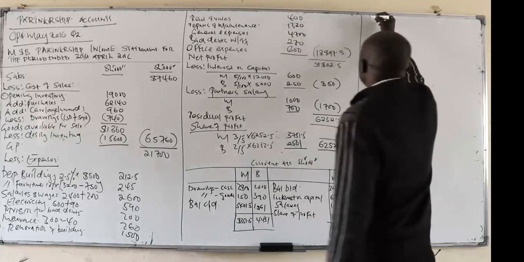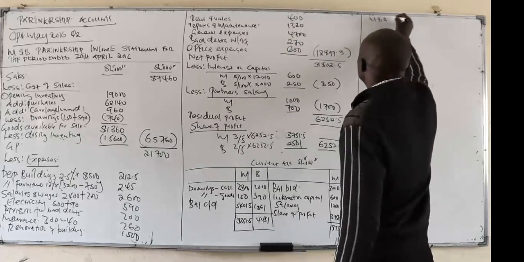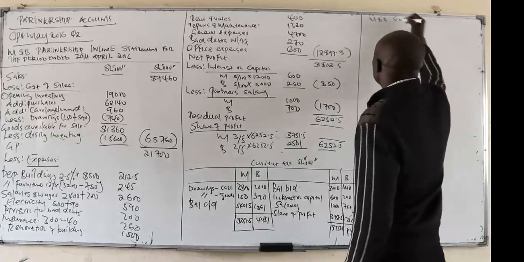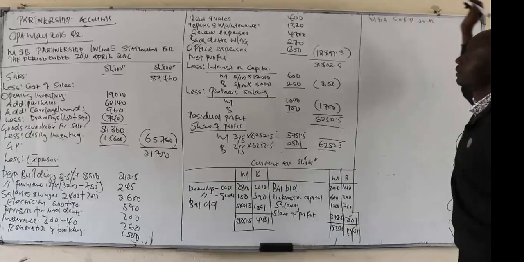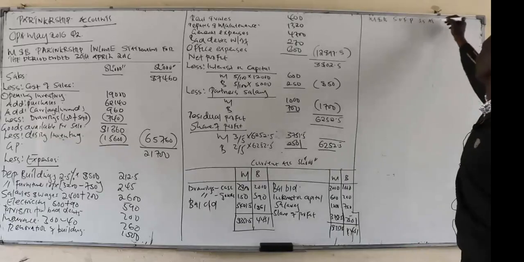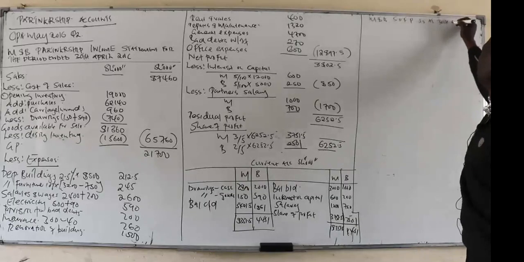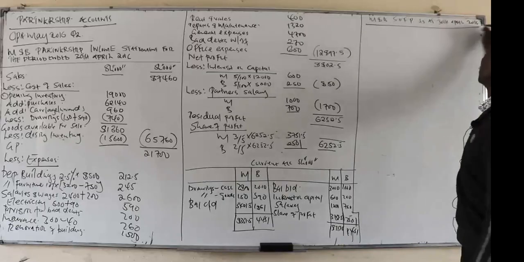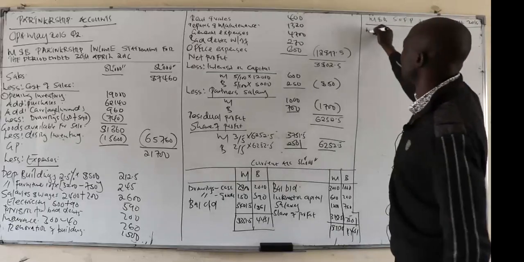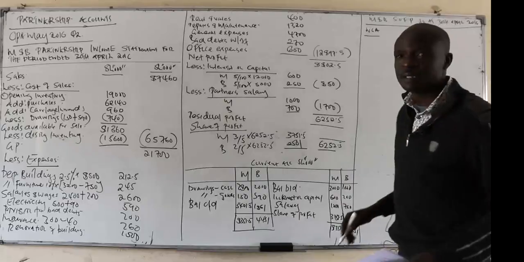Then you come and write M and B, statement of financial position. You can write in full, as at 30th April 2016. So you write it in full. So you start here with the non-current assets. You can write in full non-current assets.